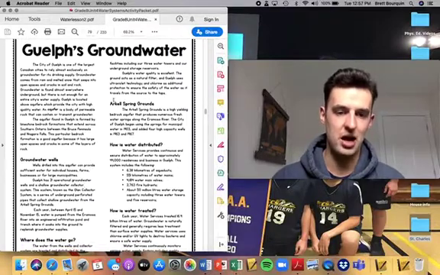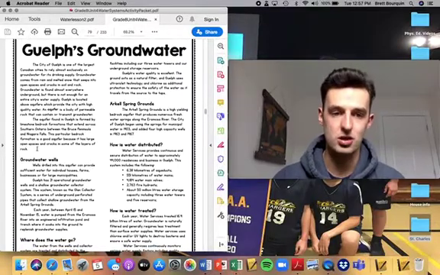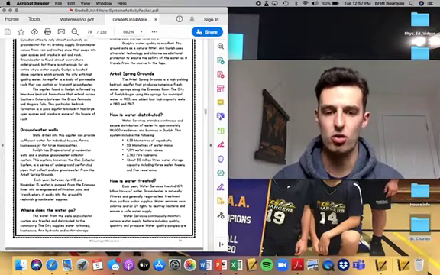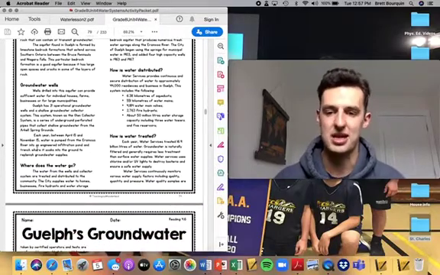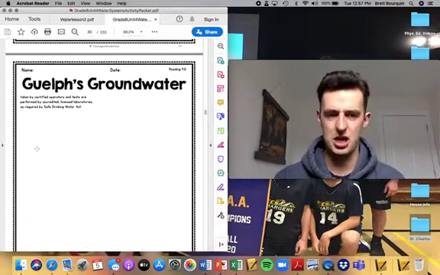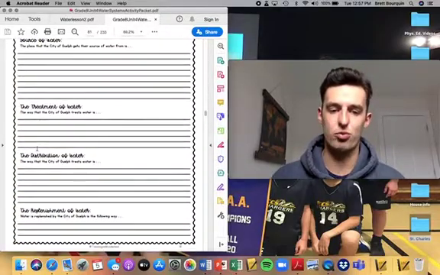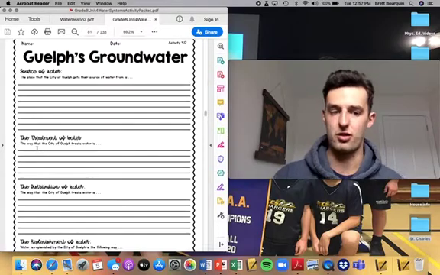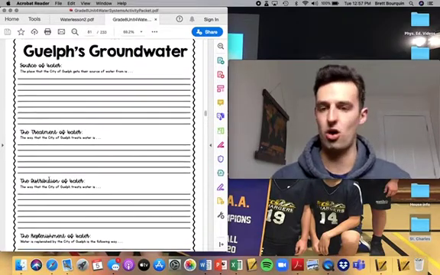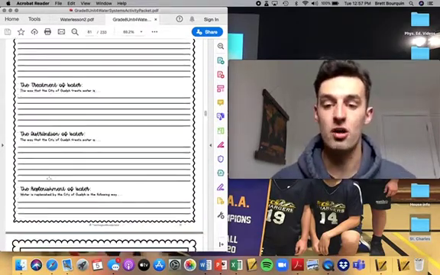Again, just a little bit of a reading talking about Guelph's groundwater system and how they go about getting it and how they treat it and how they make it safe for consumption. Just pretty much just a page of reading there. And then just a quick reflection sheet based on what you read on the previous page. And that is all that you guys will have to do for today's lesson.